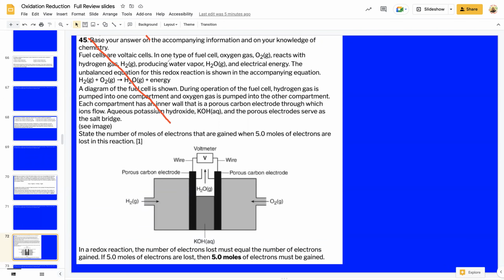Right? Same thing here. So a lot to read. This is why people fail if they spend too much time reading irrelevant information. Read the question first. If you need to read the text, read the text. State the number of moles or the amount of electrons that are gained when 5 moles are lost. So again, 5 moles are lost, 5 moles must be gained. Okay, so save yourself a lot of mental energy by reading the question first.